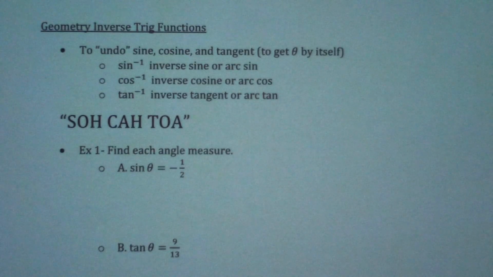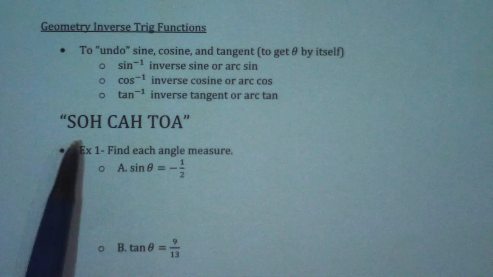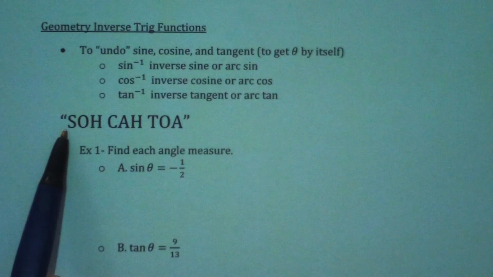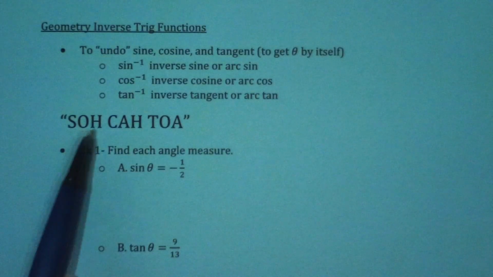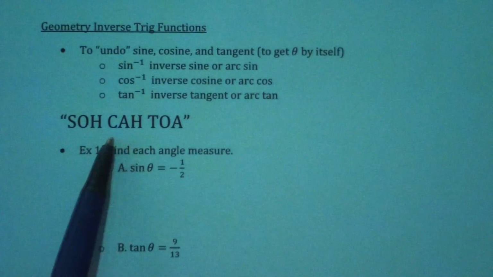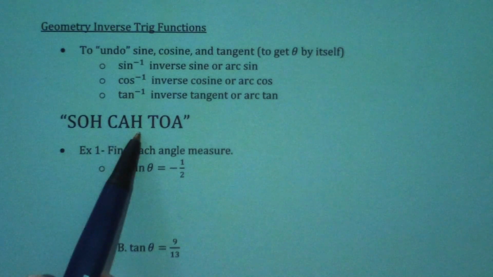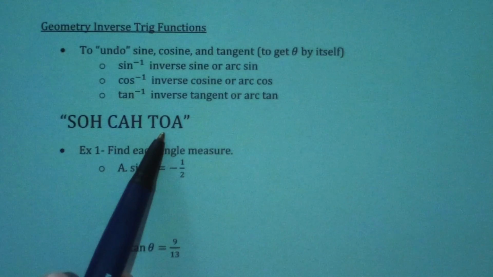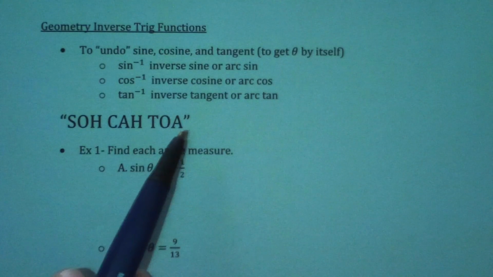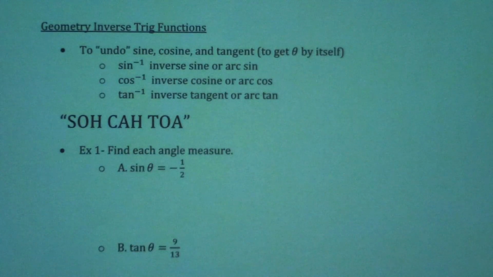You remember the SOHCAHTOA from yesterday, where the sine of the angle was always equal to the opposite side over the hypotenuse. The cosine of the angle was always equal to the adjacent over the hypotenuse, and the tangent of the angle was always equal to the opposite side over the adjacent. So the same thing applies to what we're working on today, so we'll still use that SOHCAHTOA.